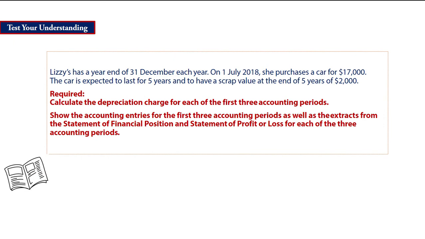Let's test our understanding. Lizzie has a year end of 31st December each year. On 1st July 2018, she purchases a car for $17,000. The car is expected to last for 5 years and to have a scrap value at the end of the 5 years of $2,000. Required: calculate the depreciation charge for each of the first 3 accounting periods and show the accounting entries for the first 3 accounting periods, as well as the extracts from the statement of financial position and the statement of profit or loss for each of the 3 accounting periods.